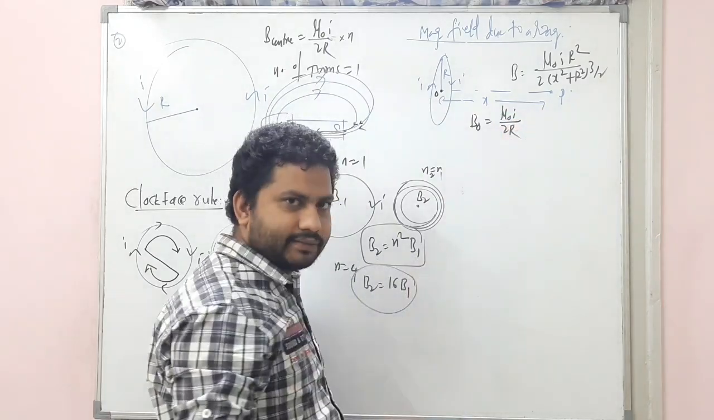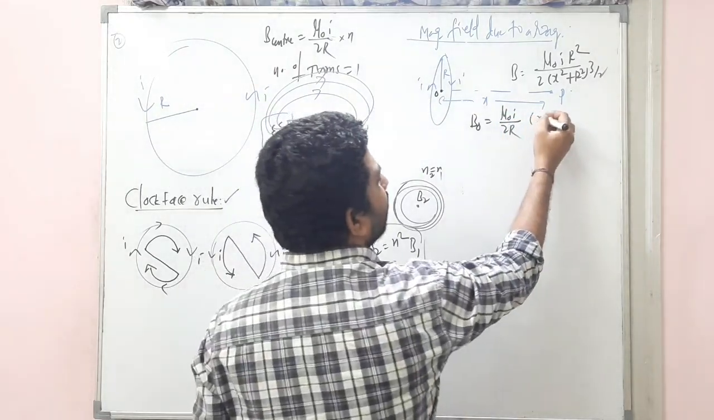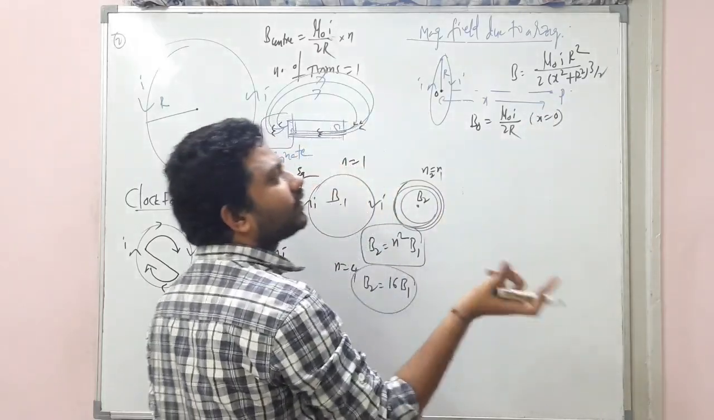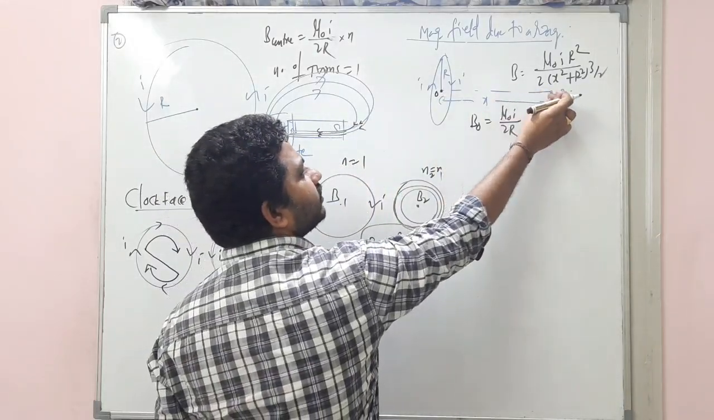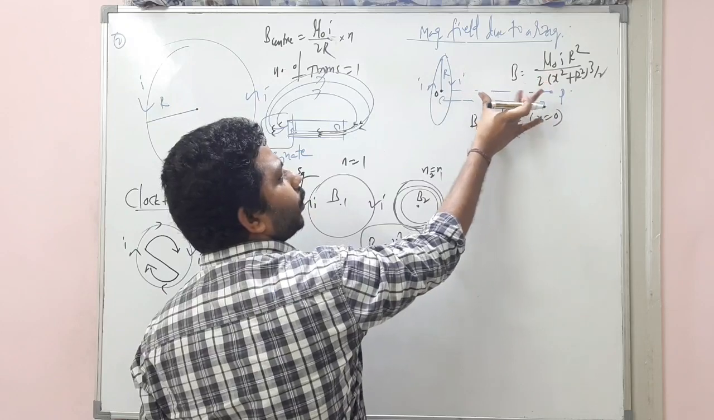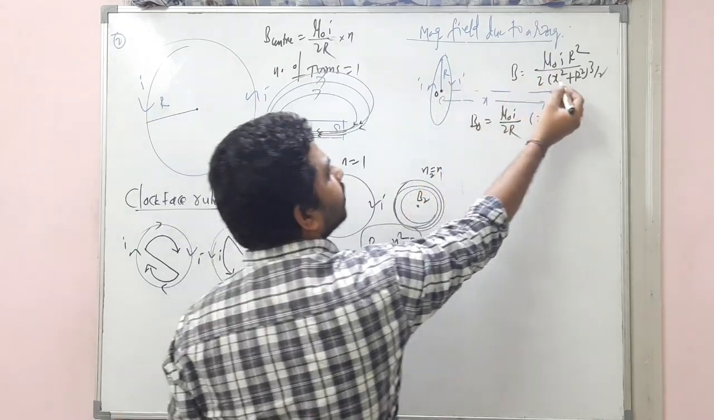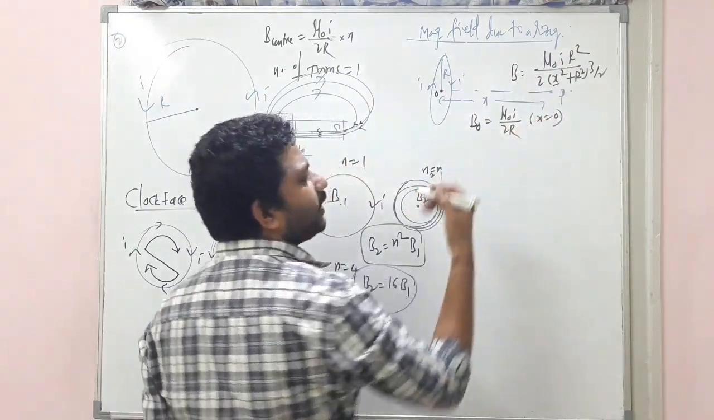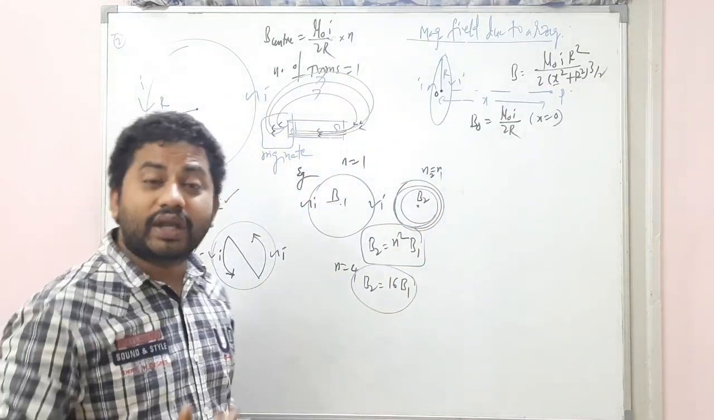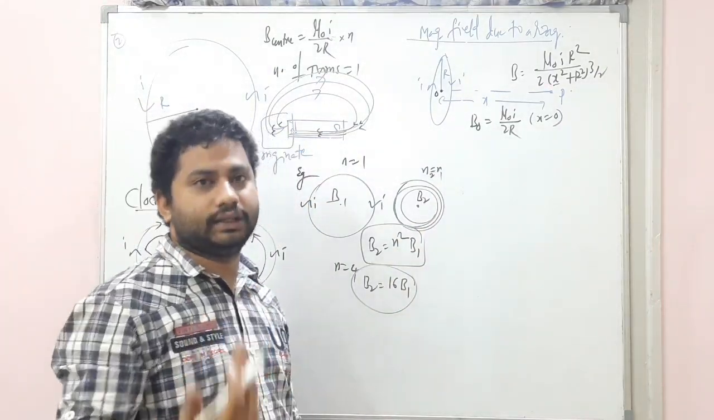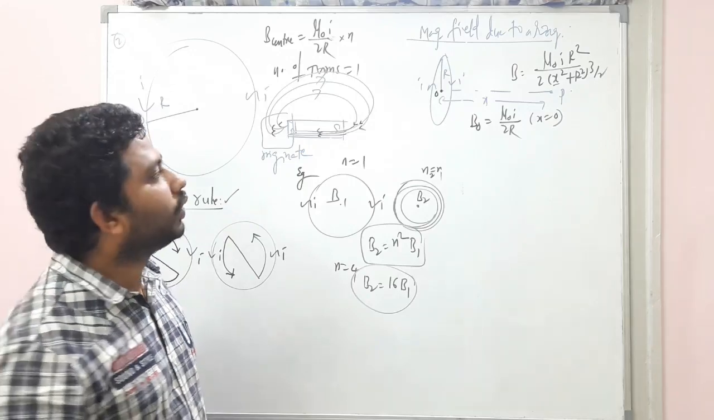So B at the center is mu naught I by 2R, it is fixed, because x is equal to 0. When x becomes 0, you substitute 0 here, and you get B is equal to mu naught I by 2R only. Alright, my dear students? Wow.